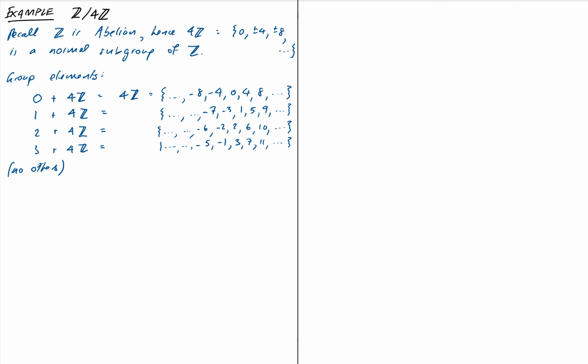So remember, just practicing our terminology, we say that 4Z is an index 4 subgroup of Z, because there are 4 distinct left cosets. Even though our group is infinite, we still only have finitely many cosets of it.